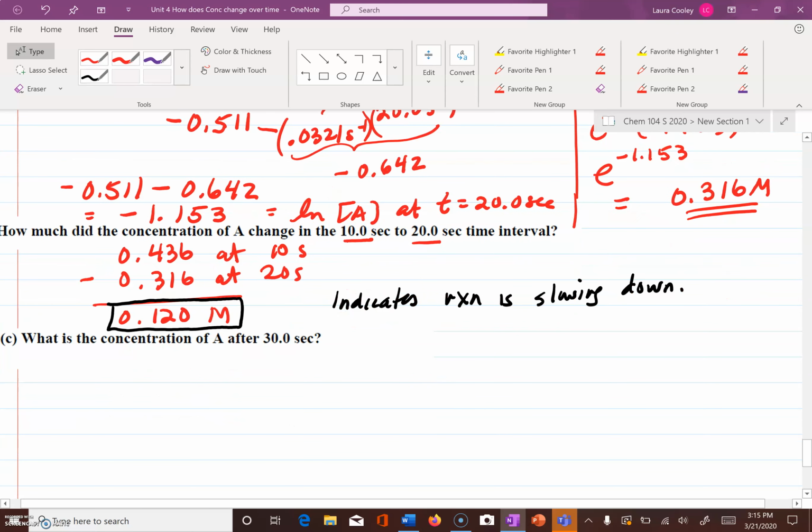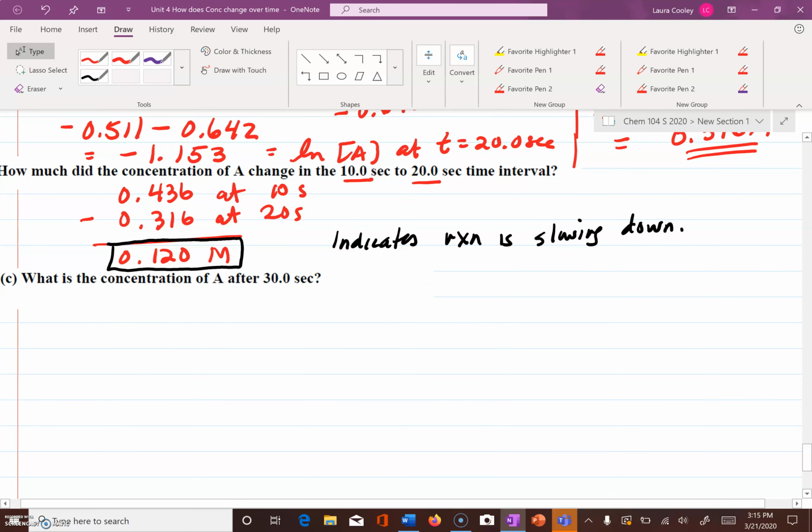Okay, so what's the concentration of A after 30 seconds? Well, we're going to use the same equation.